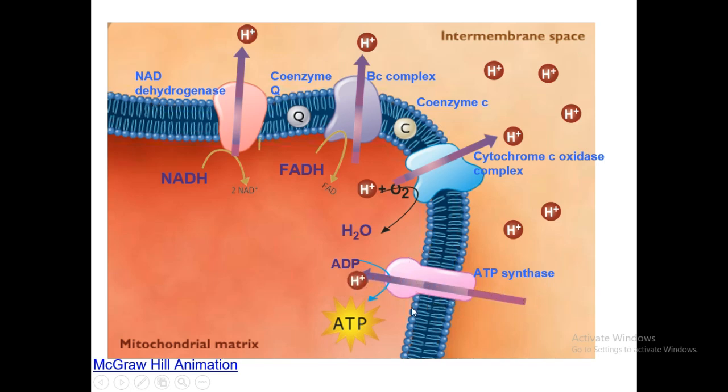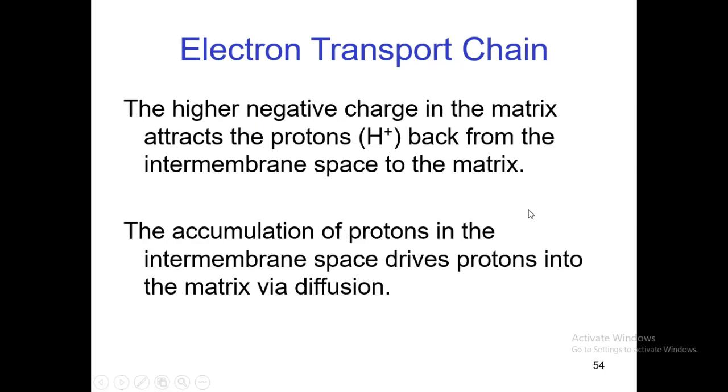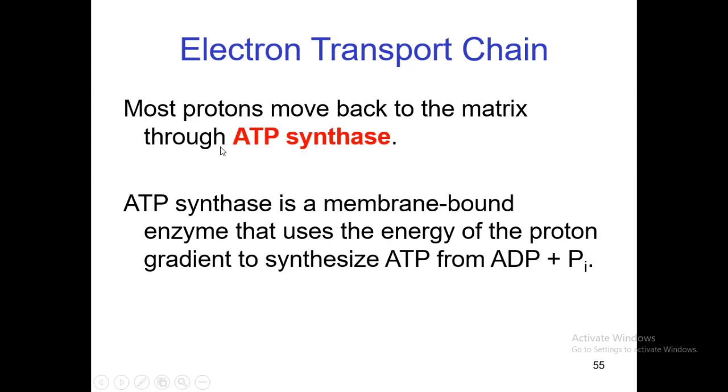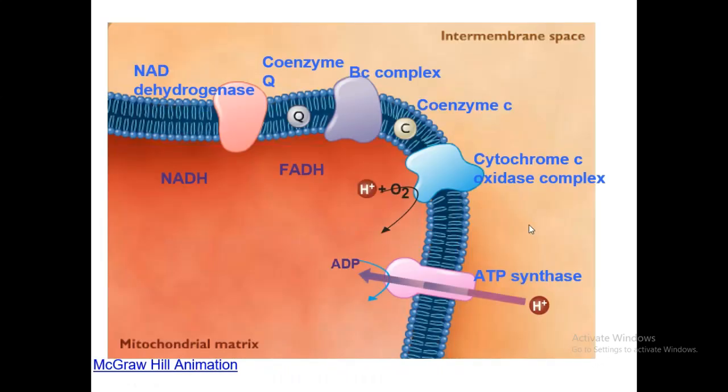So si ATP synthase, mao ni siya ang dam, mao ni siya ang planta, mao ni siya ang machine nga ga-harness sa energy gikan sa pag-diffuse sa hydrogen back to the mitochondrial matrix. So that's why mao ni siya tong ingon dito nga the accumulation of protons in the intermembrane space drives protons into the matrix via diffusion, and ATP synthase is a membrane-bound enzyme that uses the energy of the proton gradient to synthesize ATP from ADP plus Pi. So grabe nga potential energy ang na-form diri.